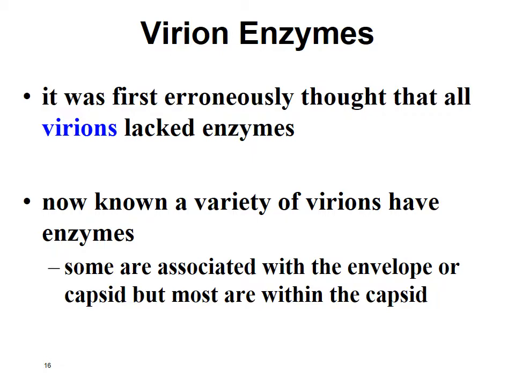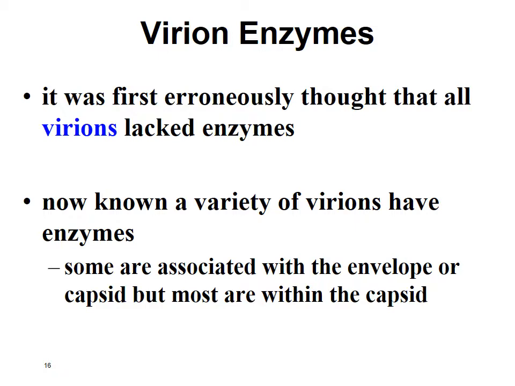So we've looked at the virion outer structures. Now let's take a look at what's normally found inside the virion particle. It was originally thought that all virions lacked enzymes. However, as we've just seen in the discussion of the influenza virus, this is not the case. In some cases, enzymes are associated with the envelope or capsid, and we've just seen an example of the neuraminidase enzyme that's part of the spikes embedded in the envelope. But most viral enzymes are located within the capsid.